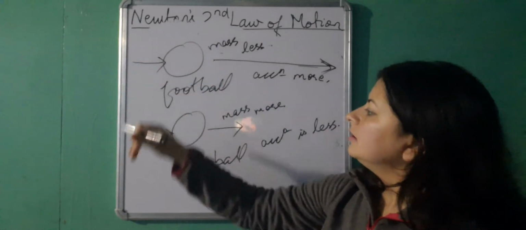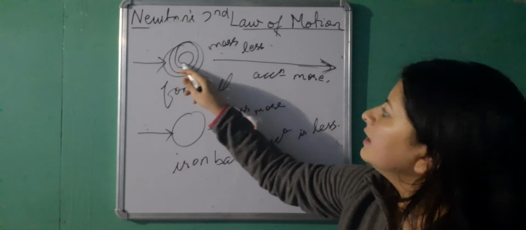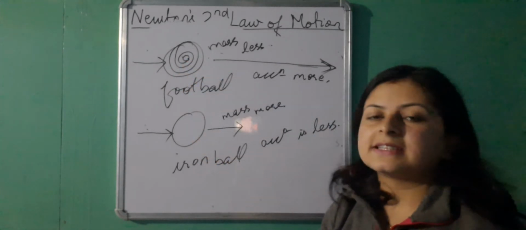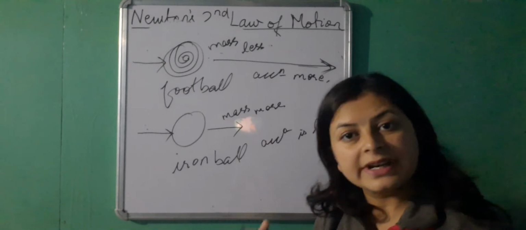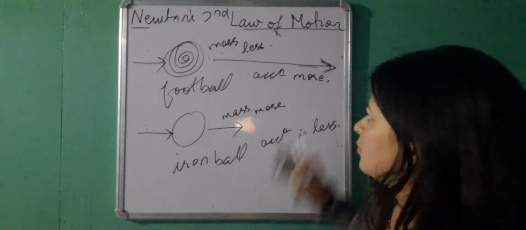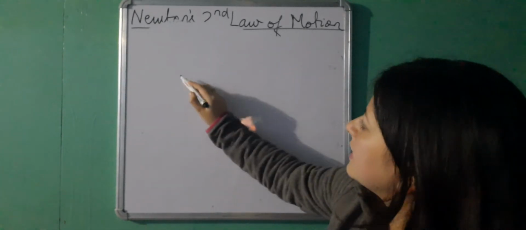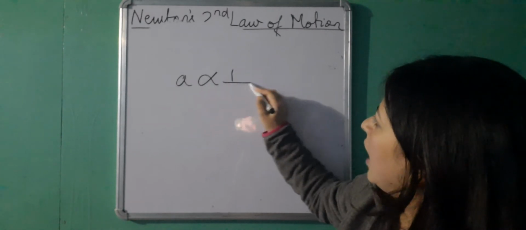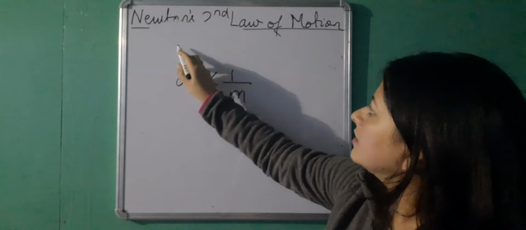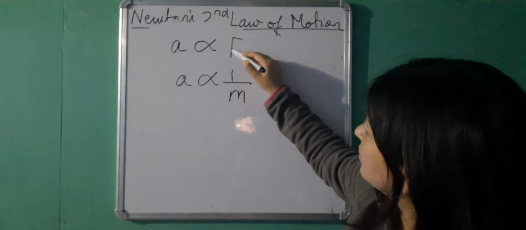No matter you apply the same force on both the balls, because of mass, there is something called inertia also in it. Because of mass, they are not able to get accelerated to the same amount, they are getting accelerated to different amounts. That is why we say that acceleration is inversely proportional to mass. So acceleration is proportional to 1 by m, means acceleration is inversely proportional to mass. And the first part of the statement was stating that acceleration is directly proportional to force.